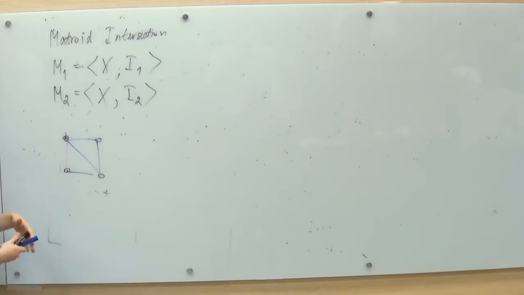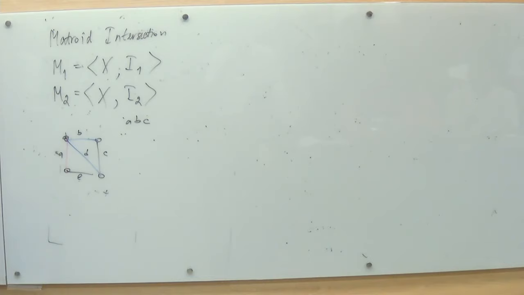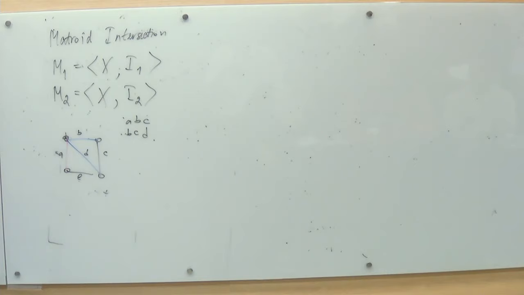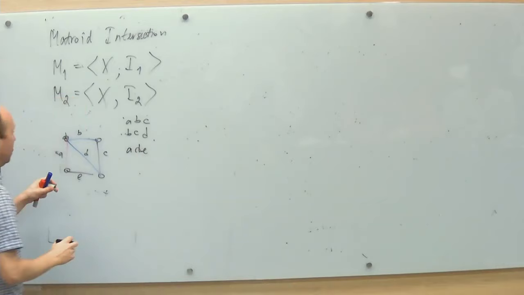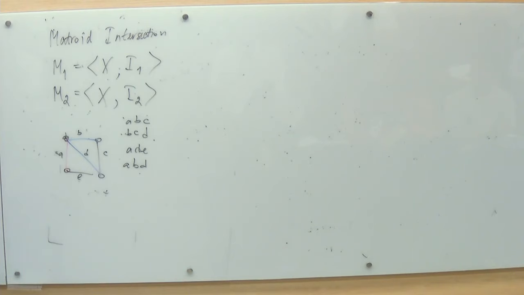So let's see. For example, let's give names to our edges A, B, C, D, E. The set A, B, C is independent in both matroids. It's acyclic and it's rainbow. The set BCD is bad in both matroids. It's not acyclic, it's a cycle, and it has two blue edges. The set ADE is rainbow, but not acyclic, for example. And the set ABD, for example, is acyclic, but not rainbow. So there are all possible combinations in this graph, for sets of size three.